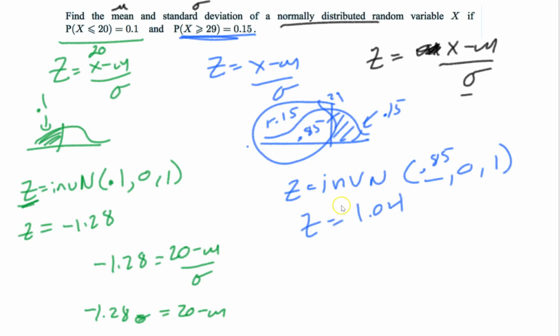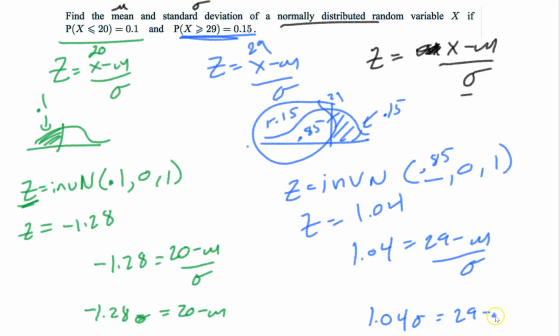And again, by the way, just to keep in mind, this makes sense. This is a little 0.1. Notice how I draw it? It's on the left side, so it should be negative. I got a negative value. This one, I drew it on the right side, so it should be positive. I got a positive value. It should make sense. So let's plug into the formula. 1.04 equals, again, x in this case was 29. 29 minus mu over standard deviation. Again, just like before, I'll make it a little prettier, multiply both sides by the standard deviation. 1.04 sigma equals 29 minus mu.